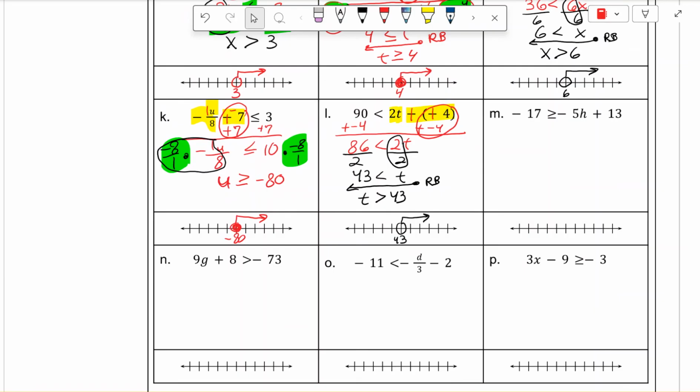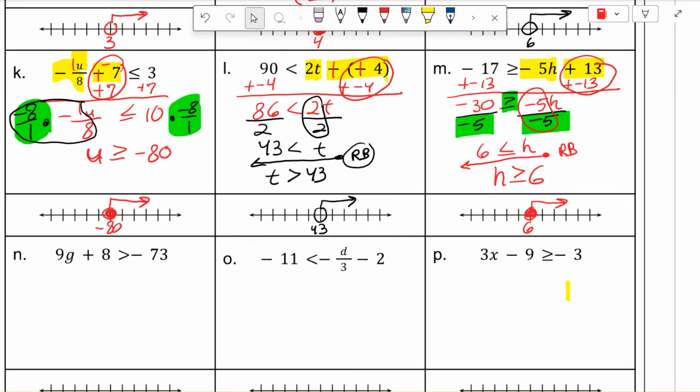All right, here is your L. The answer is 43 is an open circle and going to the right. Remember this, you need to read backwards when your variable is on the right side of your inequality. All right, it's time for M. Pause the video, try it out. Okay, check out M. It is 6 and it is a closed point going to the right. This one was a reverse of the sign because we divided both sides by a negative right here during the property of equality.